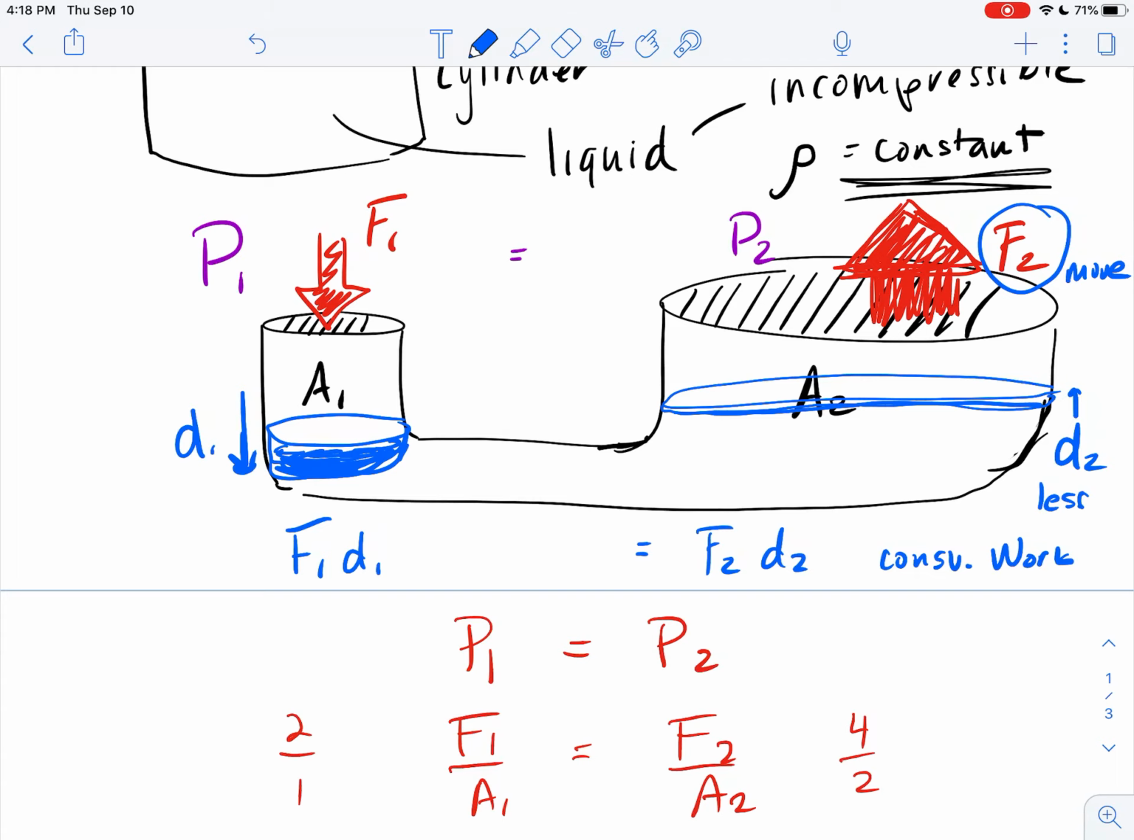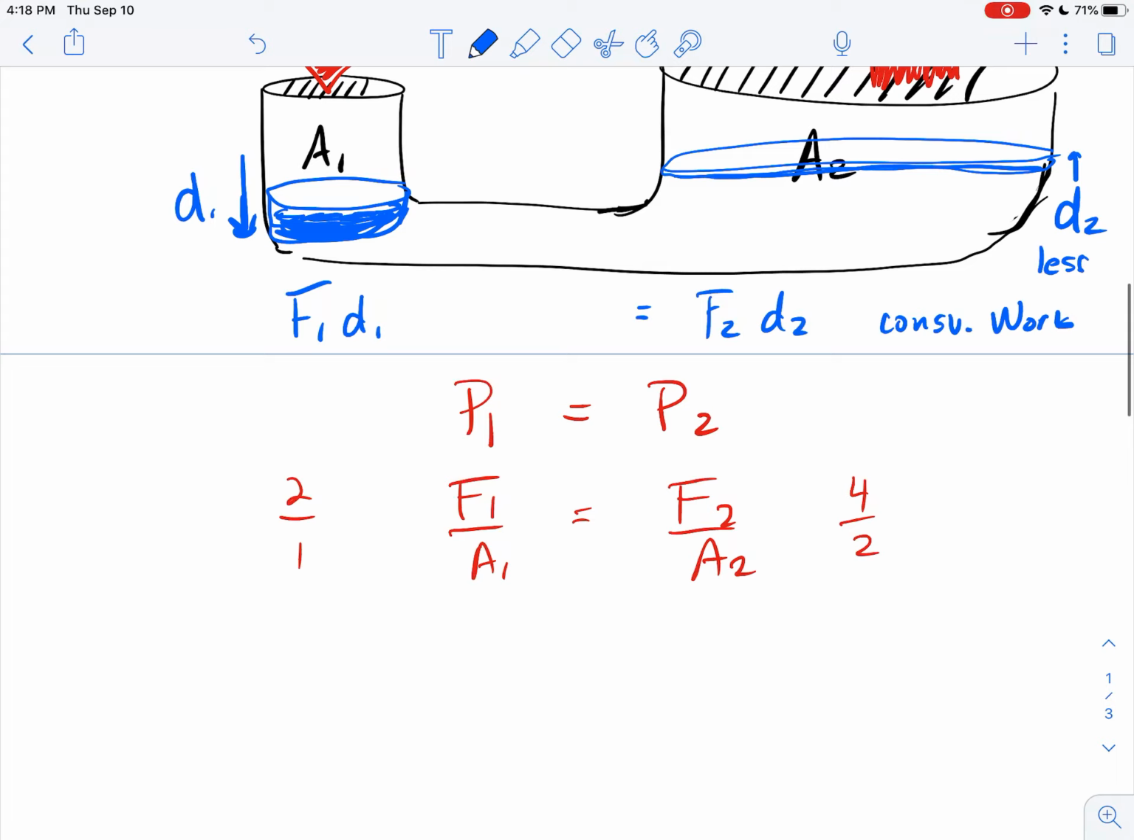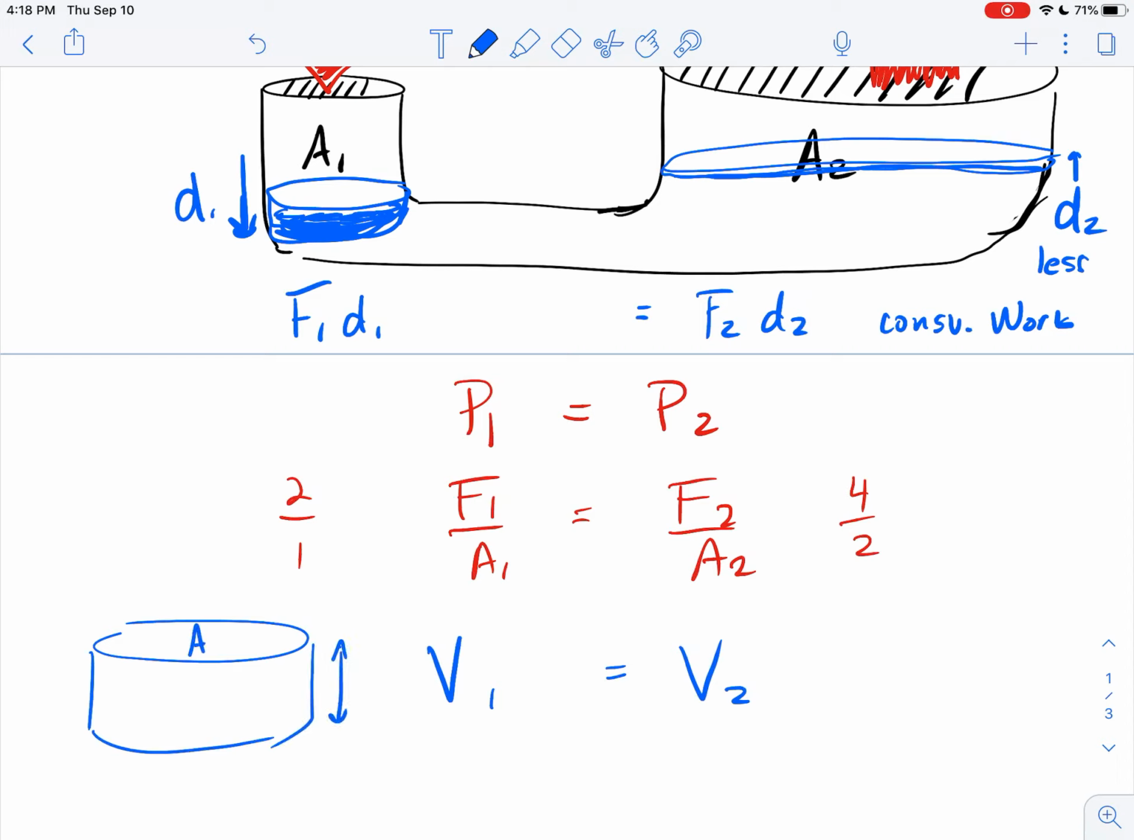So that's pretty cool. The other point that I should make is that volume is conserved. So volume on the left equals volume on the right. And just a reminder that the volume of a cylinder would be its cross-sectional area times its height. Here I'm calling the height distance. So that is conserved as well.